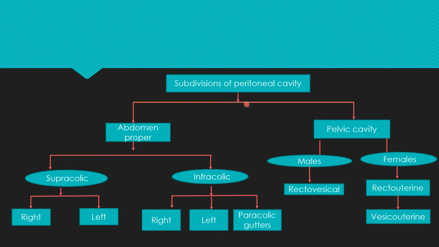So the peritoneal cavity lining the abdomen, the abdominal cavity, has 2 compartments, supracolic and infracolic, which are further divided, while the peritoneal cavity extending into the pelvis has peritoneal spaces which differ in males and females. In the males, it is the rectovesical, and in females, it is the rectouterine and the vesicouterine space.